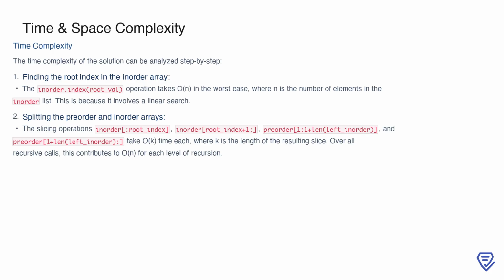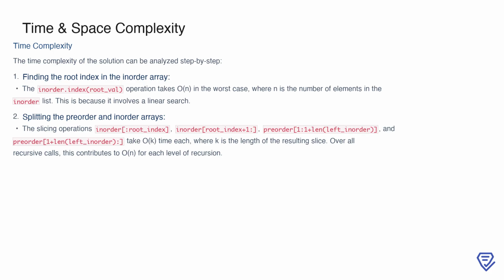To analyze the time complexity of this solution, we start by looking at the operation to find the root index in the inorder array. This is done using the inorder.index(root_val) method, which involves a linear search through the array. In the worst case, this takes O(n) time, where n is the number of elements in the inorder list.